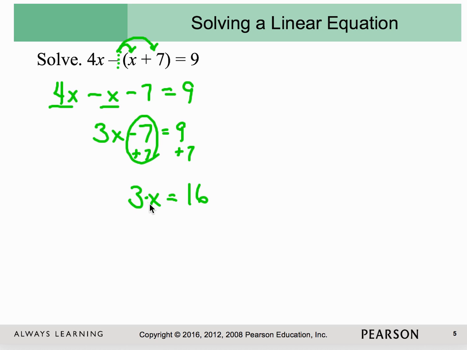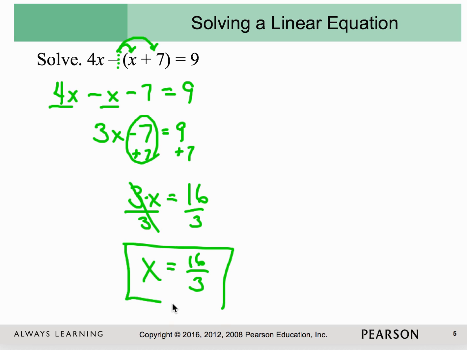Undo anything being multiplied to the variable. So let's divide by 3 because 3 divided by 3 is 1 times x. And then 16 divided by 3 does not simplify any further. So I'm going to leave that 16/3.